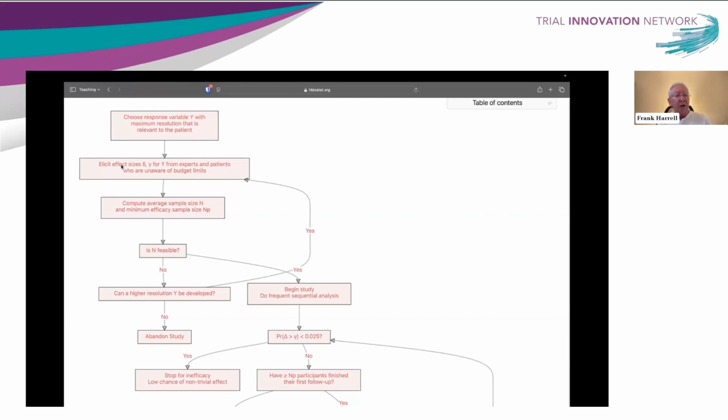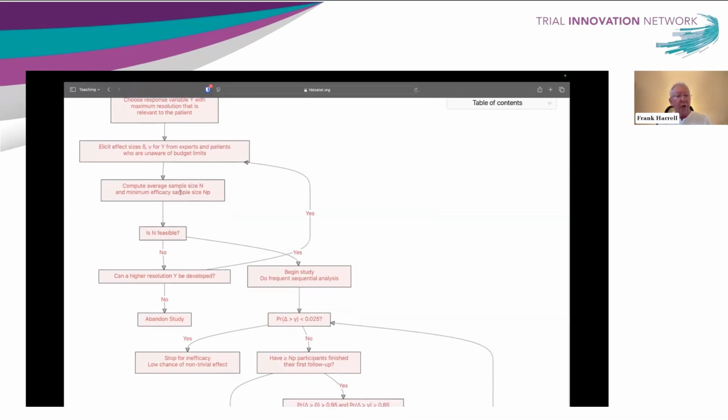Then you elicit the effect sizes. This is the MCID, the trivial treatment effect threshold, from experts and patients who are unaware of budget limits. And this "unaware" is something that needs to be in boldface to cut out this game we're constantly playing. And then you compute the average sample size and the minimum efficacy sample size, N sub P. This N sub P is the minimum sample size that will give you sufficient margin of error in estimating the amount of treatment effectiveness. And then this N is more for the Bayesian power.